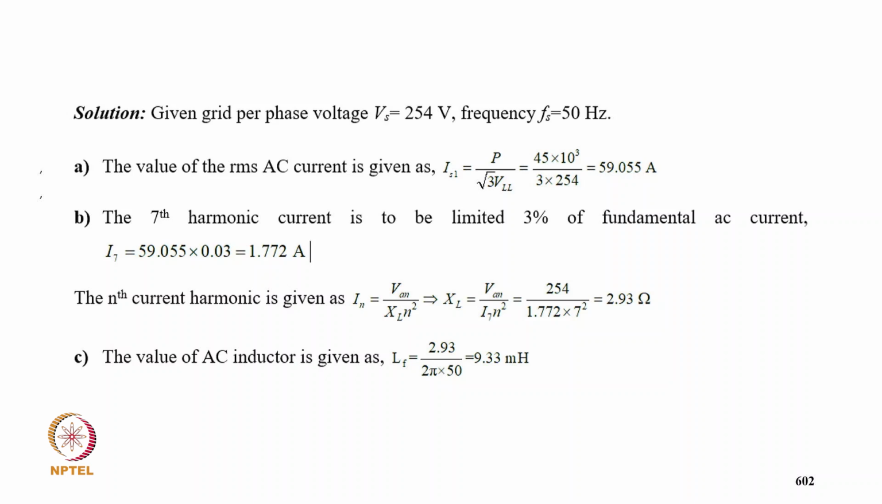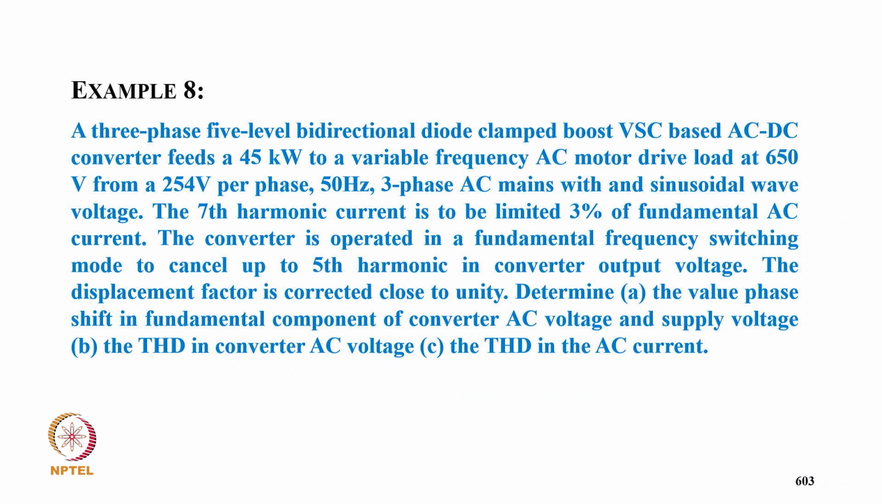The value of AC RMS current is IS1 equal to PS upon, it comes 59.055 ampere. Seventh harmonic current is 3%, so I7 comes 1.72. So nth harmonic current is IN equal to VN upon XN N square. XL comes 2.93, and LF from this comes here 9.33 millihenry.